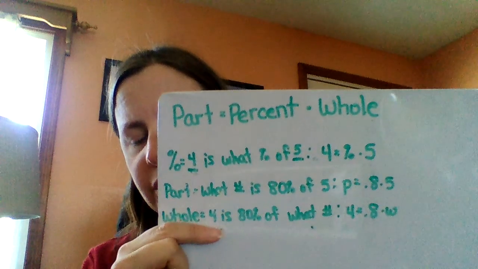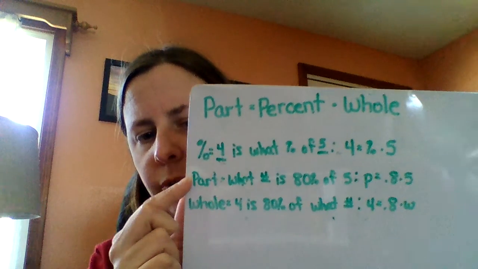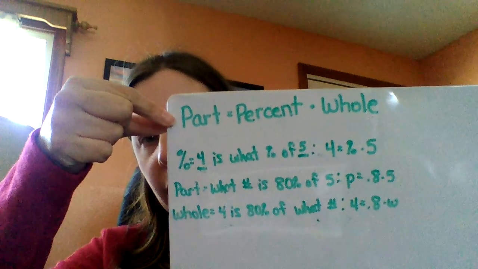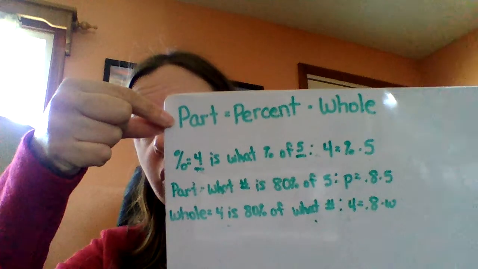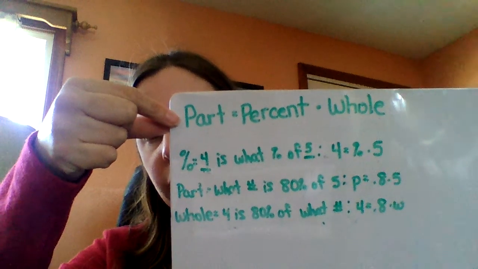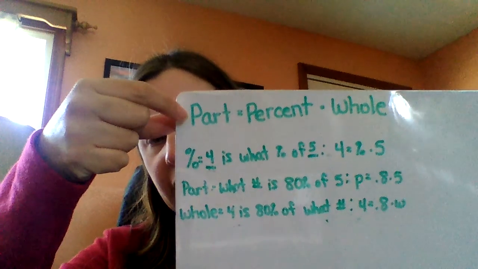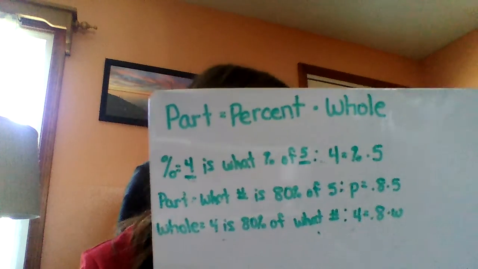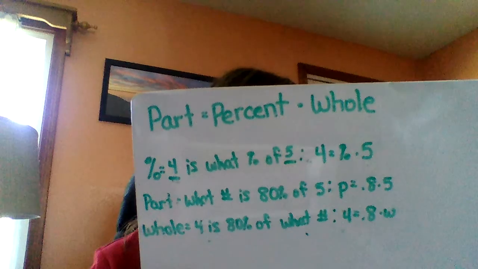I'm going to keep this on the whiteboard for the whole entire time. Mrs. Wickup posted these three examples at the beginning of the notes for Monday. And then I also have the equation: the part equals the percent times the whole. So we can keep going back to that to figure out how we need to set it up.